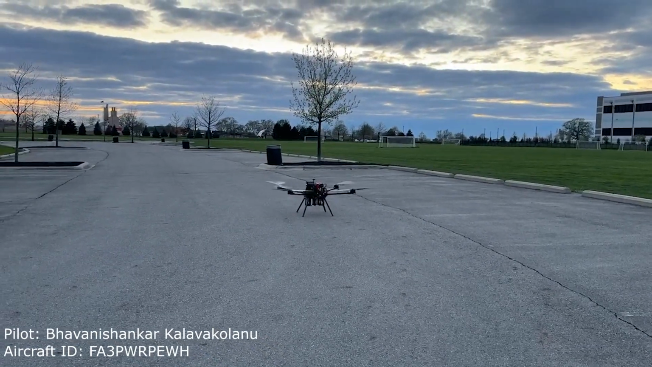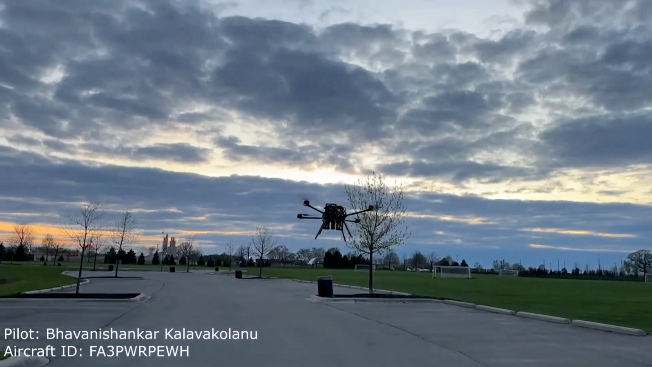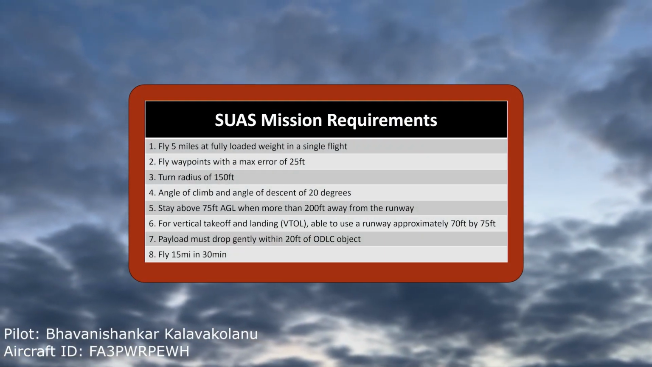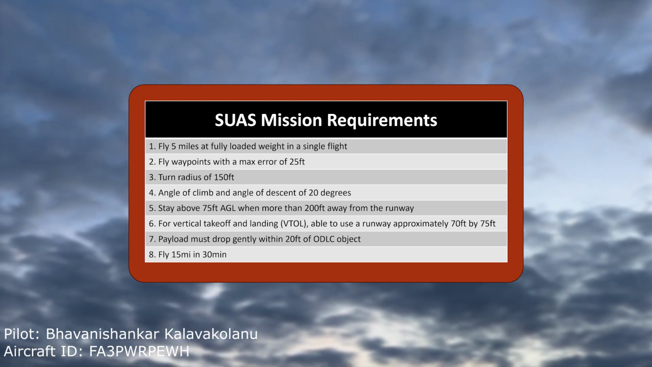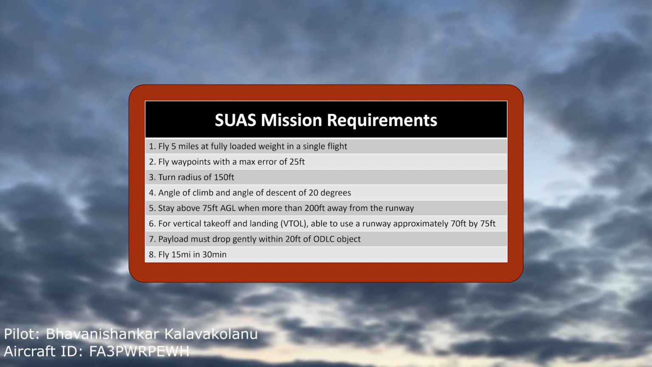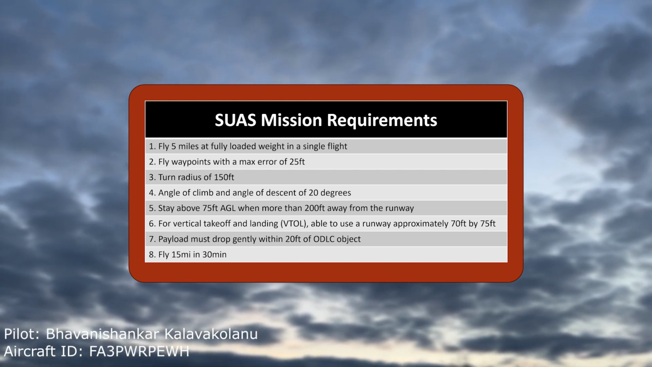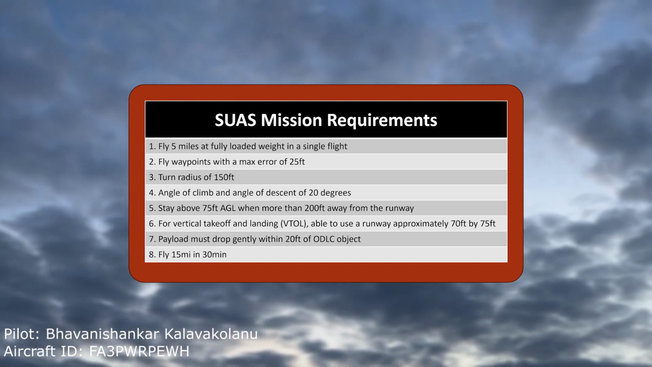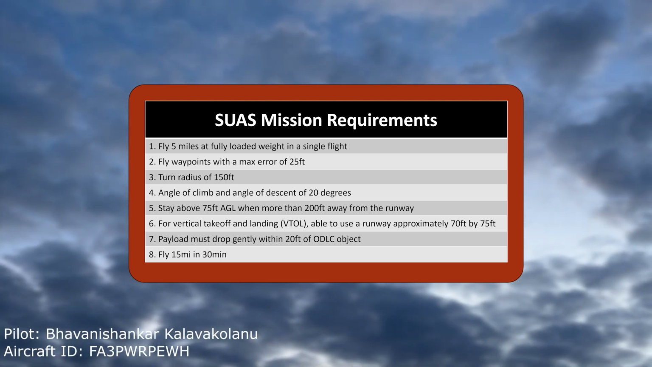The SUAS competition rules and Buckeye Vertical's mission plan lay out several vehicle requirements for the UAV. The requirements are that the UAV must take off with a weight less than 55 pounds, including the deliverables, and that the UAV must be able to fly 5 miles with a full load without exceeding the max aero distance of 25 feet of set positions location determined by the waypoints.